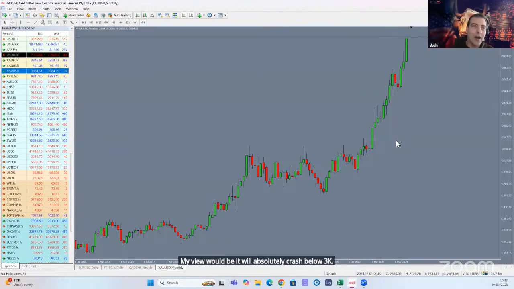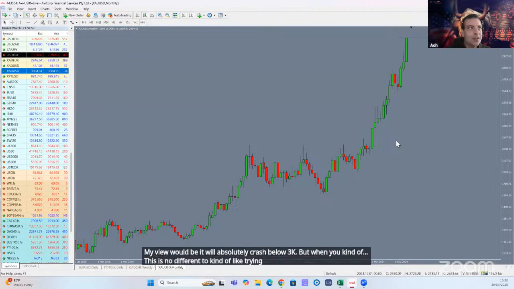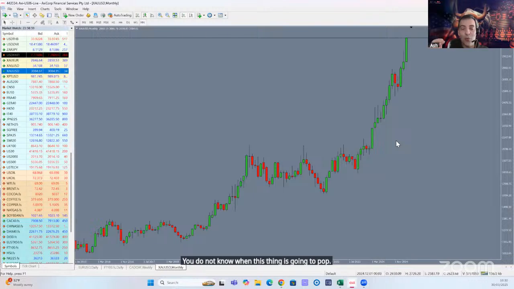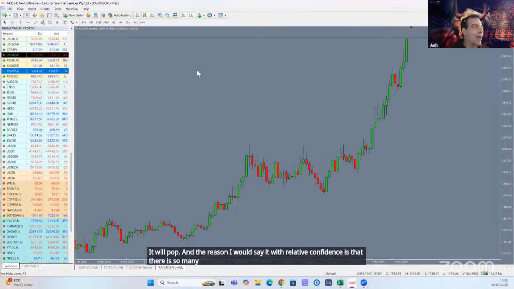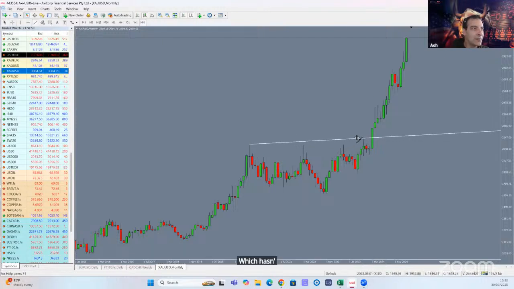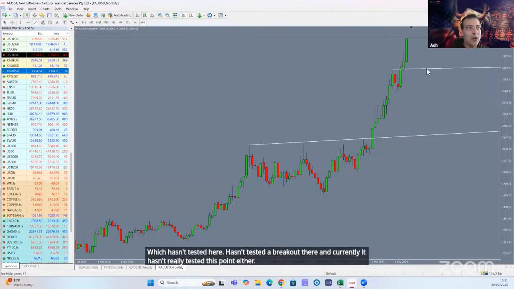But this is no different to trying to catch the falling knife. This is like trying to catch the rising balloon. You do not know when this thing is going to pop. It will pop. And the reason I would say it with relative confidence is that there are so many areas where this hasn't come back and tested. This is a monthly chart. This hasn't tested here, hasn't tested a breakout there, and currently it hasn't really tested this point either, which is below the 2000.